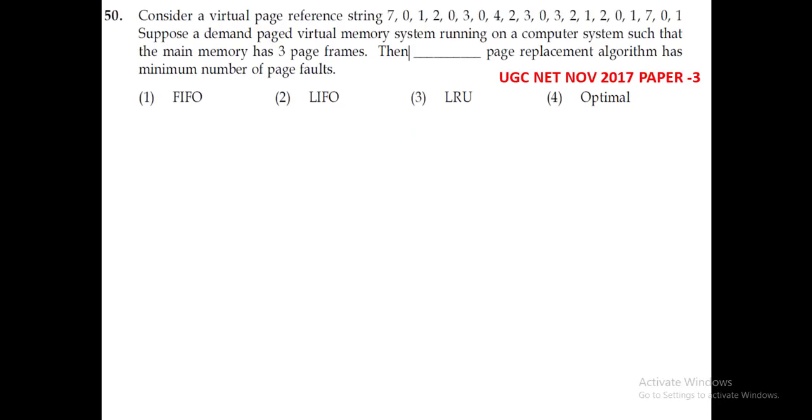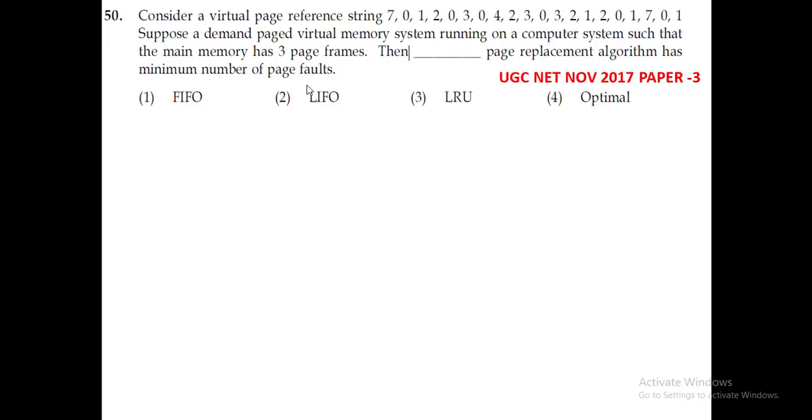Now see the next question, which was asked in the UGC November 2017 paper 3. Consider a virtual page reference string 7, 0, 1, 2, 0, 3, 0 and so on. Suppose a demand paging virtual memory system is running on a computer system such that the main memory has 3 page frames. Then which page replacement algorithm has the minimum number of page faults, right?